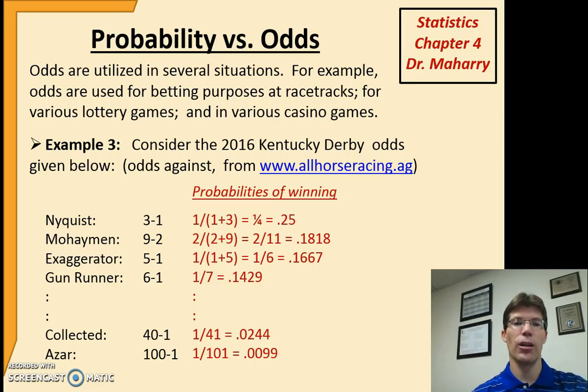For example, Gun Runner, 6 to 1 odds against, meaning 6 times more likely to not win. So the probability of winning would be 1 chance out of a total of 7. And on down, your long shots are these down at the bottom. 100 to 1 odds means they're 100 times more likely to not win. And so that is the difference between odds and probability.